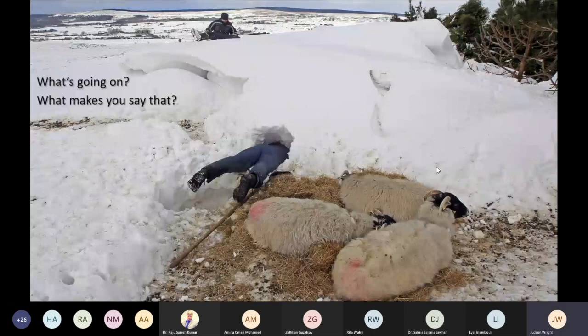If we say, for example, he's looking for a lost sheep, what makes you say he might be looking for a lost sheep? Yeah, so we're identifying there are 3 other sheep of some kind that are outside of the snow. Yeah, there must be some reason.